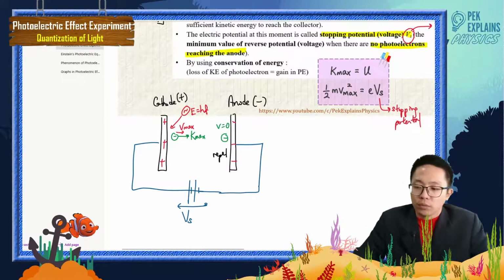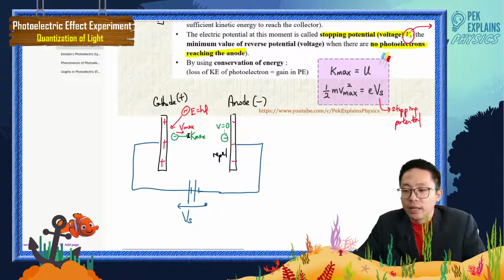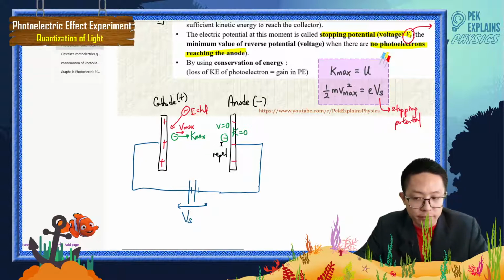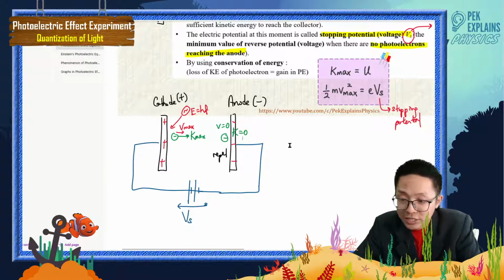So what happened to the kinetic energy? The kinetic energy now also becomes 0. So where is the energy gone? Where is the energy now? The energy now becomes potential energy. So please write that down: now it has become potential energy.